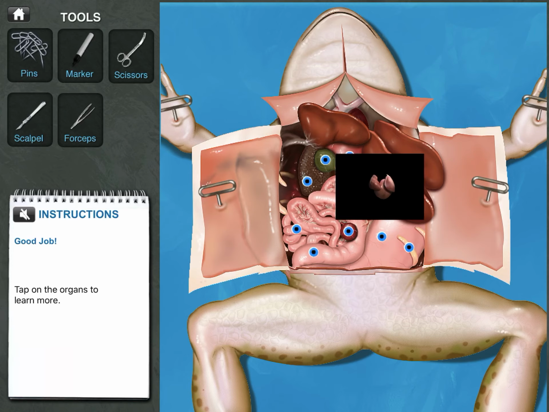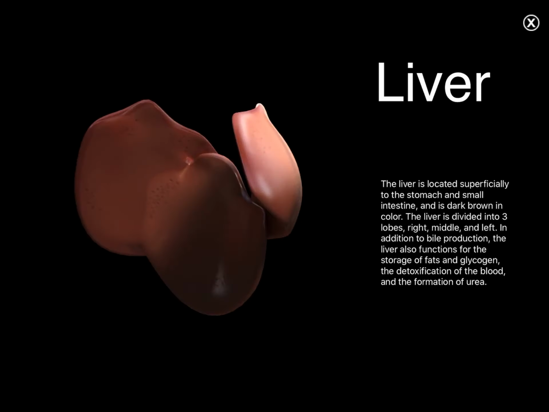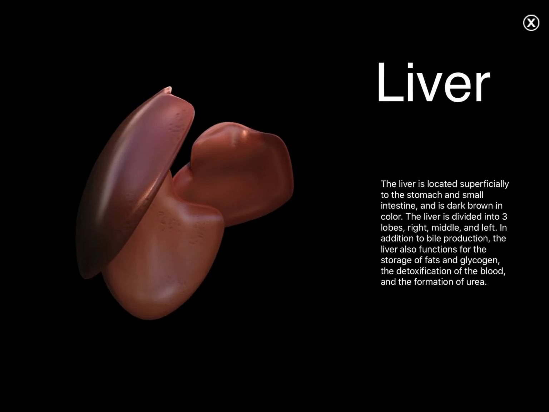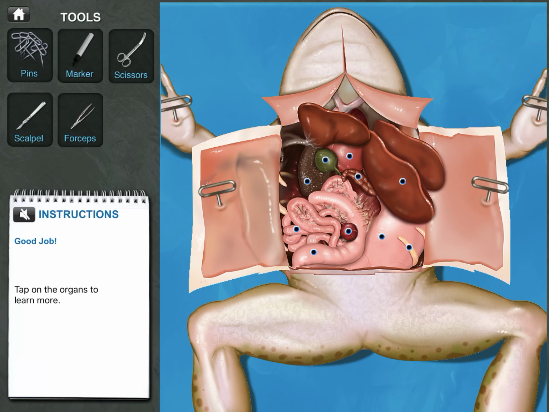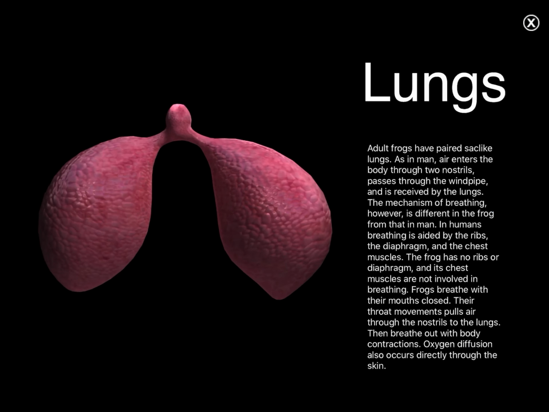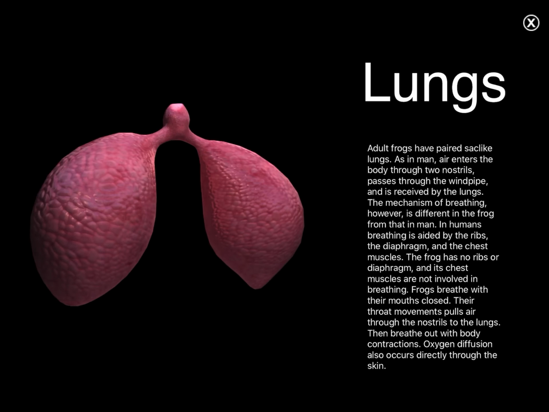Here's the liver again. We looked at those. So it produces bile and does other things as well. Behind the green gallbladder are the lungs. And we talked about them before, how these lungs will enable it to breathe out of water.